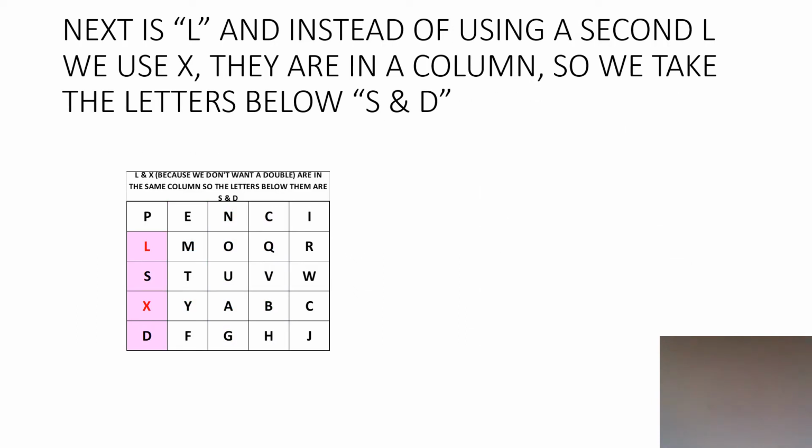Now the next is L, and instead of using the second L, because we don't want to have double letters, because it'll help with the frequency analysis. So this helps us to throw that a little bit. So instead of having a second L, we use an X, and they're in a column. So we use the letters below, which are S and D.